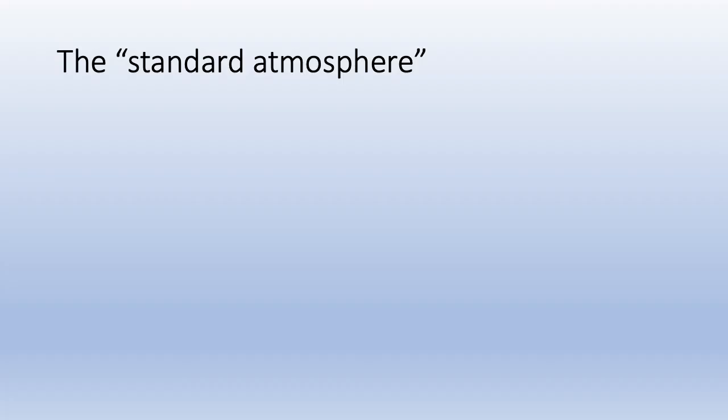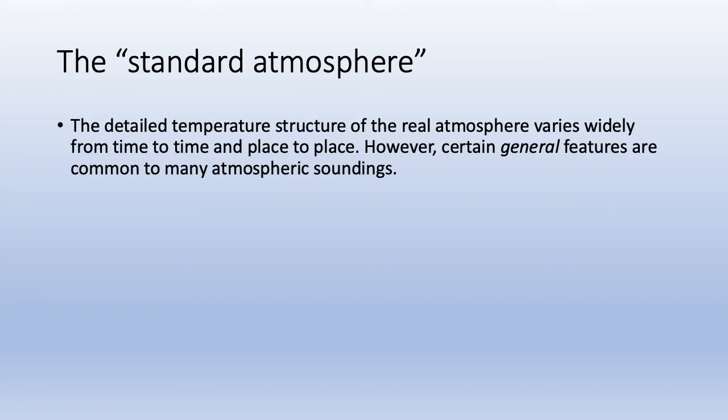So back to the idea of a standard atmosphere. The detailed temperature structure of the real atmosphere varies widely from time to time and place to place. However, certain general features are common to many atmospheric soundings. And we already talked about the general decrease in temperature with height in the troposphere, and then the fact that that decrease stops when you reach the tropopause, and you may not get any more decrease. In fact, you'll get either no decrease or you'll get an increase.